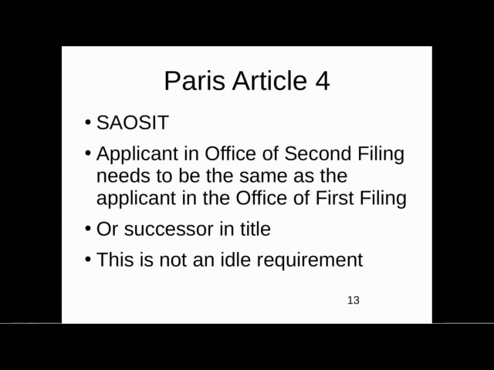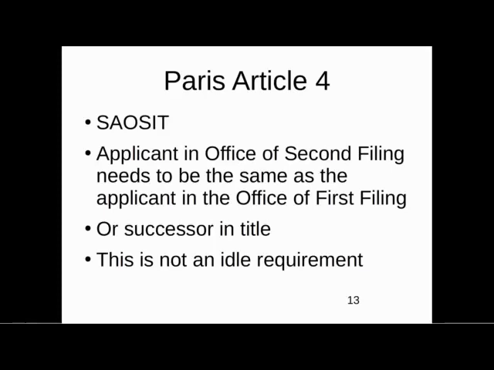You'll be fascinated to see which websites will tell you what SAOSIT means. Same applicant or successor in title. This comes from Paris, Article 4. Article 4 of the Paris Convention, which again, to understand fully, you would want to take the PDF of the Bodenhausen book, print it out, read the whole thing, or at least read all of the Bodenhausen section on Article 4 of Paris. And same applicant or successor in title is so important.